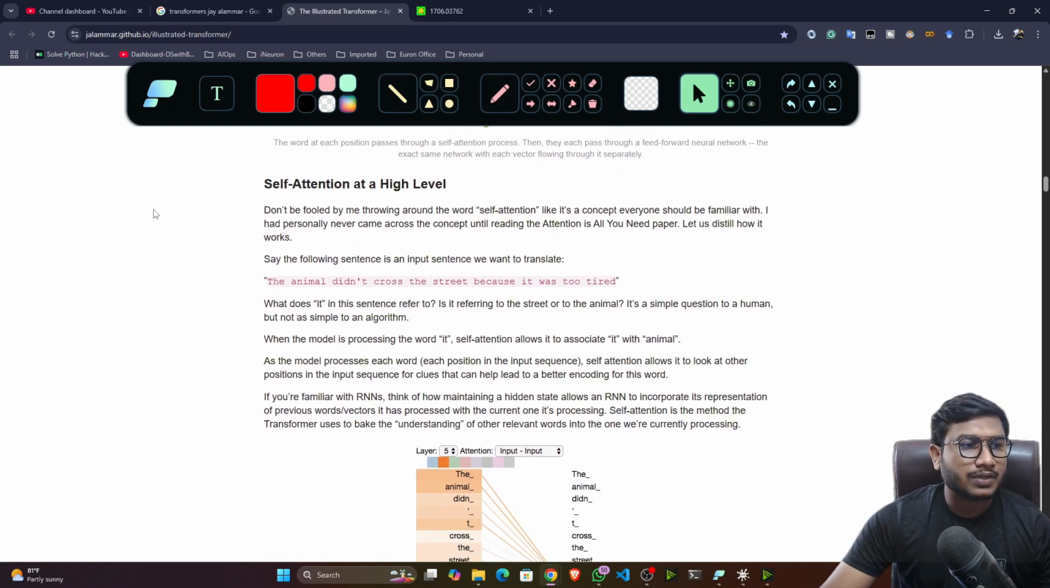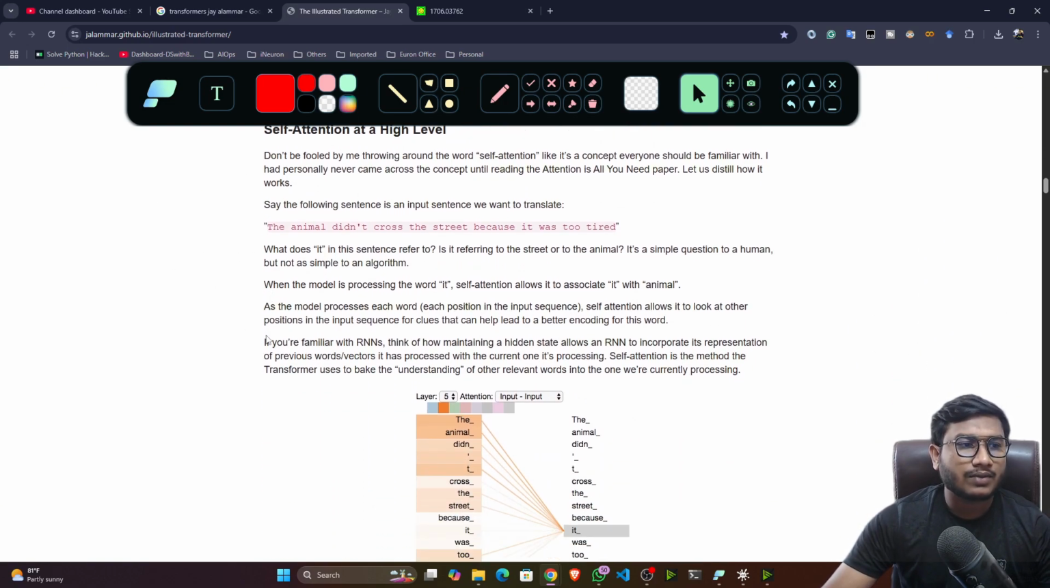Now you can see self attention at a high level, how it works. Let's say this is one sentence I have: The animal didn't cross the street because it was too tired. Now here you can see it was too tired. What does this "it" represent? As a human, I think you understand it represents the animal, yes or no. But what about a machine? How will a machine identify that this "it" is the same thing as the animal? For this we have to apply self attention.